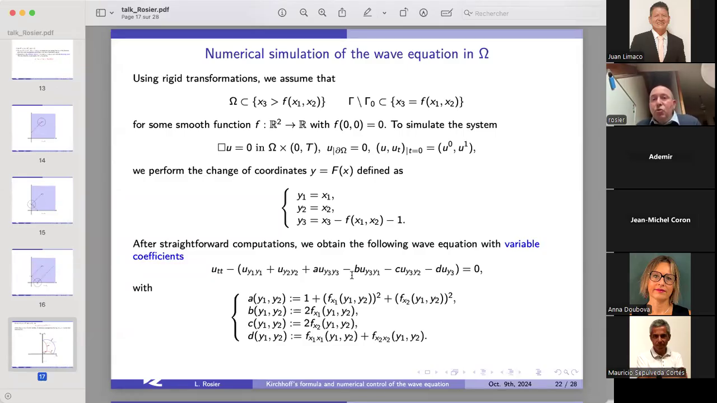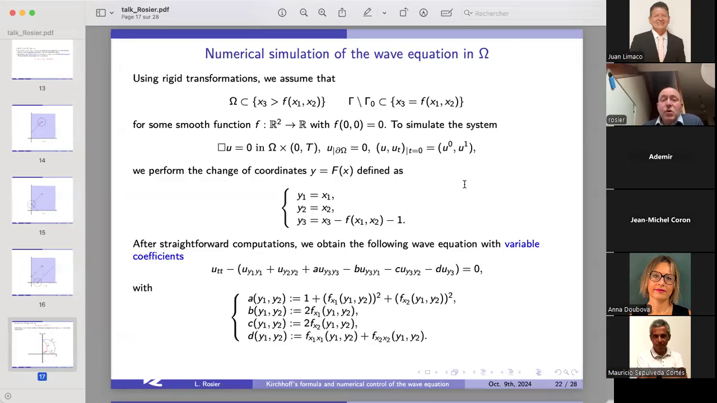Okay, so now for the numerics. We did numerics not using finite elements with meshes because it's quite difficult to do. So we tried to do numerics just by using a spectral method in a box because it works well. And so we have a first simulation, but it is still a work in progress. So we consider some open set omega, which is included in the set where f is some smooth function, okay? And we assume that the part of the boundary where there is no control is included in the graph of f. So we can look at, for instance, some parabolas, something like that.